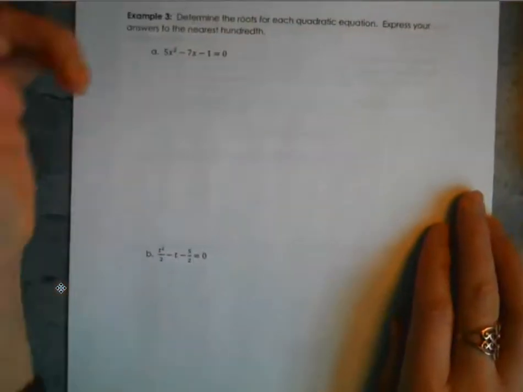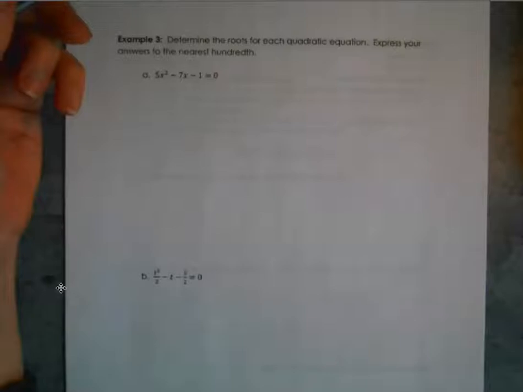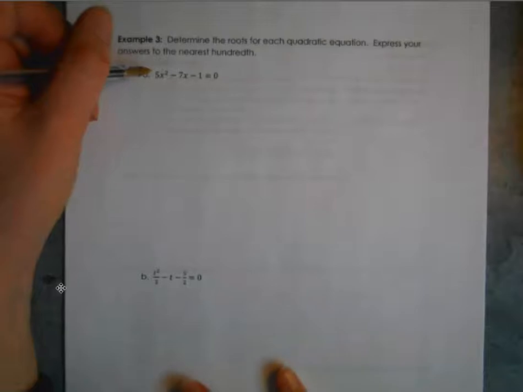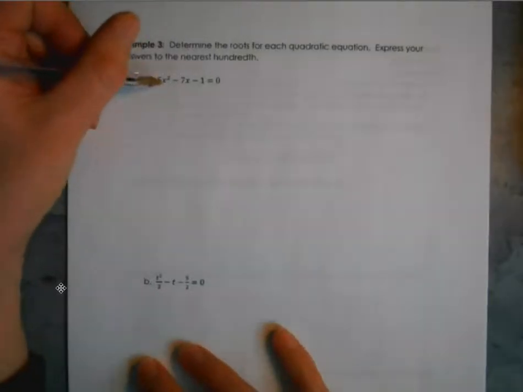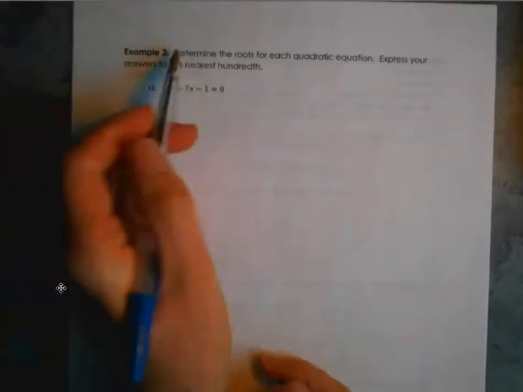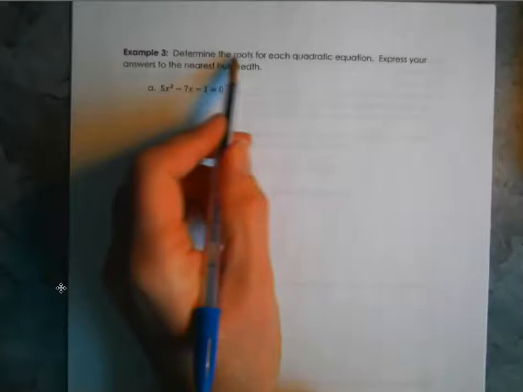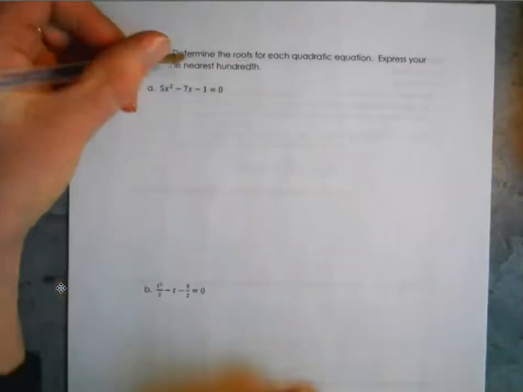Let's see here, what do we have left? 2 more. Okay, so in this one it says determine the roots for each quadratic equation. Express your answers to the nearest hundredth. So in this case, we're not leaving them as fractions or radicals. We want to simplify right down into a decimal. In this case, it's not asking us for how many roots or the nature of the roots. We actually have to determine the roots.